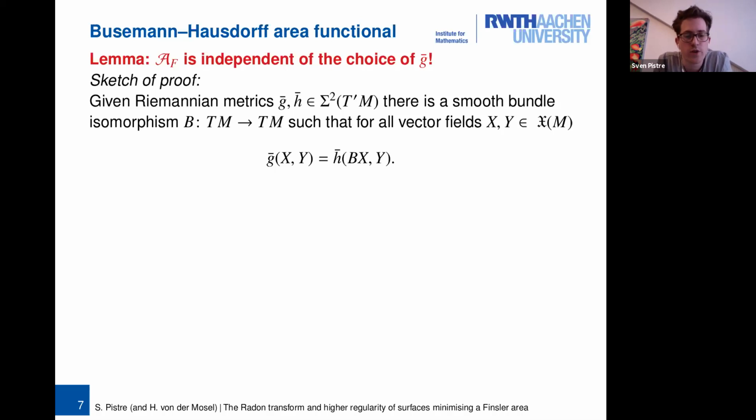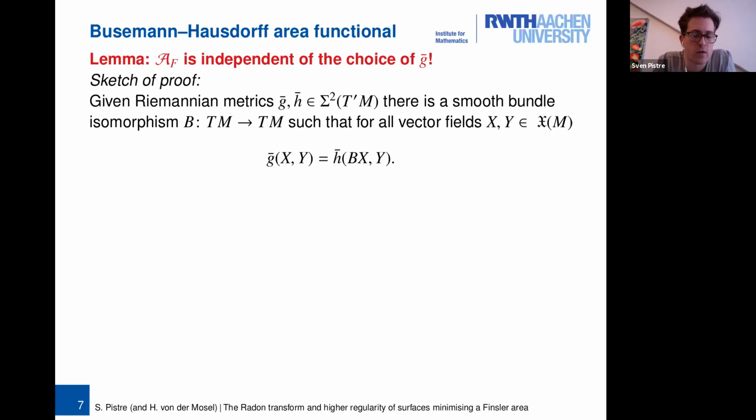And so the first thing that you have to see is that if you have two Riemannian metrics, or if you just want to think of one fiber of the bundle, then maybe two scalar products, then there's always an isomorphism of the tangent bundle that kind of intertwines the metrics. So that you can write G bar that is somehow related to H bar with this map B. Okay, and well, how do you prove this?